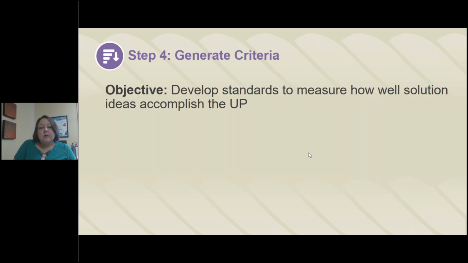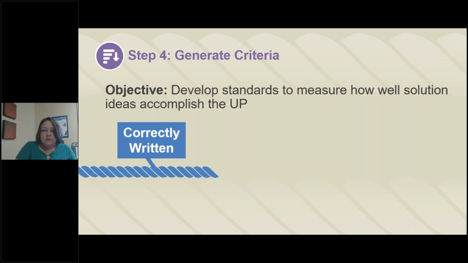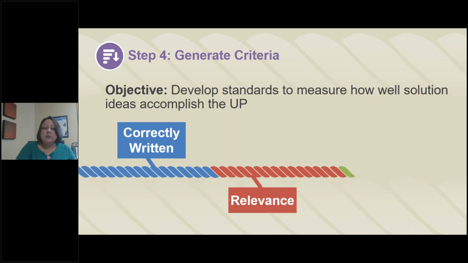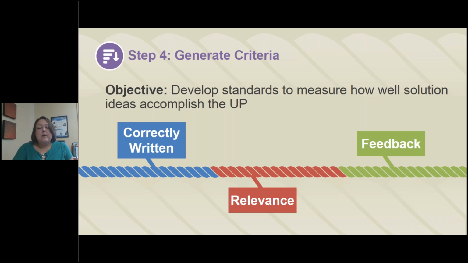Step 4, much like the underlying problem, is initially looked at for the structure and the standards that students develop to measure how their solutions accomplish the goals established in their underlying problem. So the first element is correctly written, that structure issue. And then we look at the relevance. How well does it apply to the underlying problem that their solutions are responding to? And then, of course, as always, we provide feedback to students to recognize their strengths and also areas for improvement.